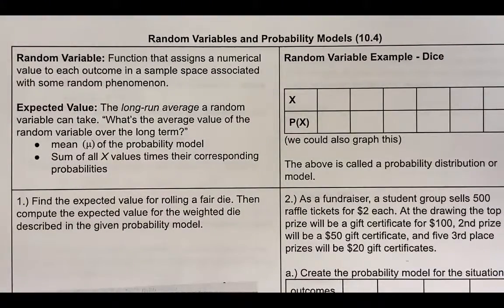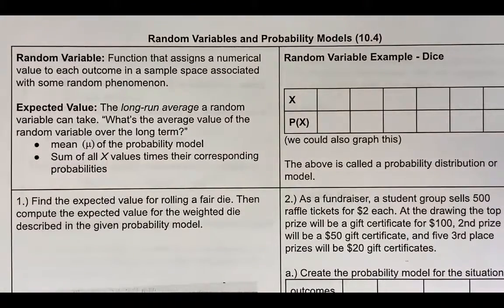A random variable is a function that assigns a numerical value to each outcome in a sample space associated with some random phenomenon. In other words, we're going to have situations of randomness, and we're going to assign values to every possible outcome in the sample space. That's what we're going to define as a random variable.